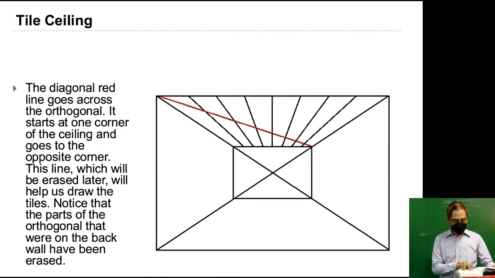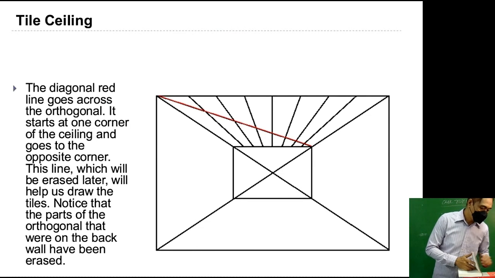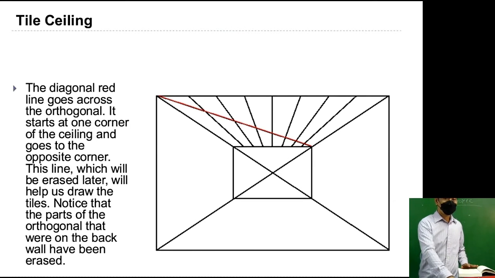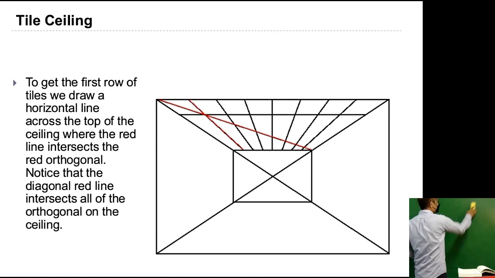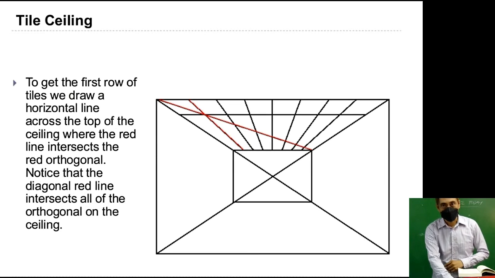The diagonal red line goes across the orthogonals. It starts at one corner of the ceiling and goes to the opposite corner. This line, which will be erased later, will help us to draw the tiles. To get the first row of the tiles, we draw a horizontal line across the top of the ceiling where the red line intersects the red orthogonal.